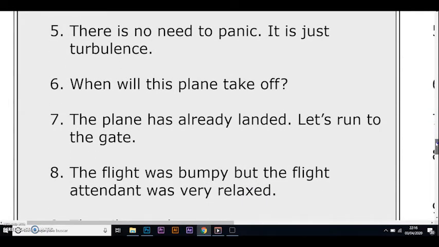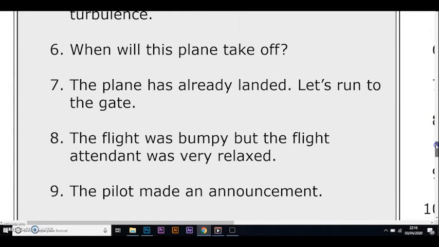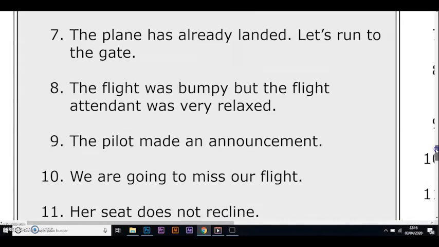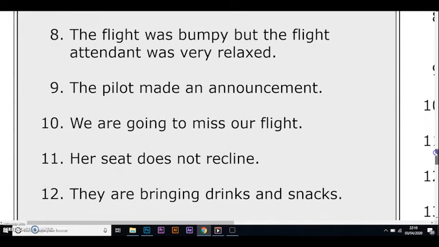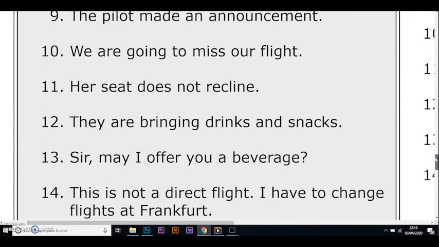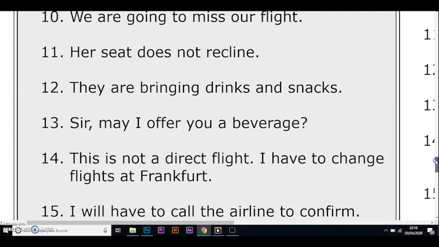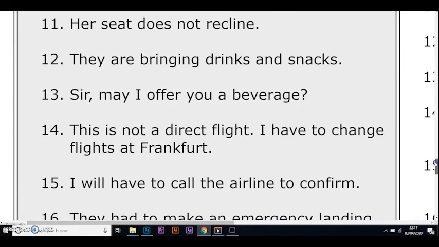The flight was bumpy, but the flight attendant was very relaxed. The pilot made an announcement. We are going to miss our flight. Her seat does not recline. They are bringing drinks and snacks. Sir, may I offer you a beverage? This is not a direct flight. I have to change flights at Frankfurt. I will have to call the airline to confirm.